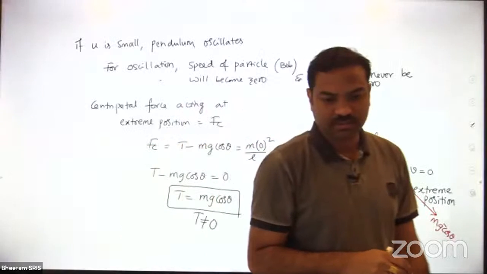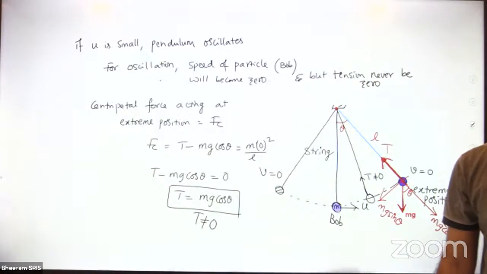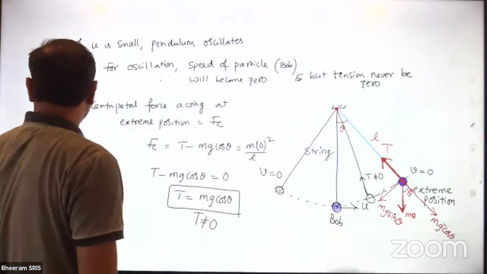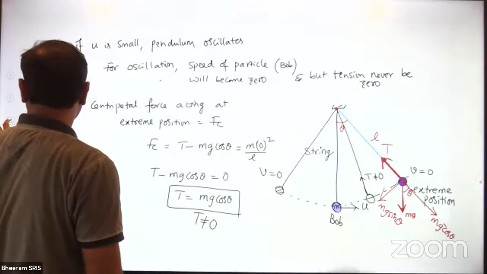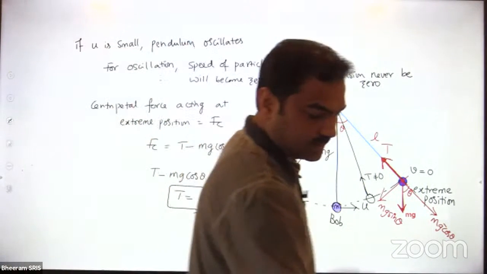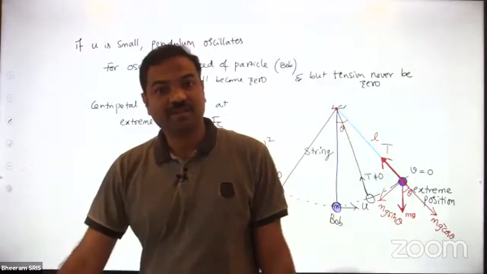Because velocity is going to be 0. Okay, now have you revised all these things? Yeah, okay. So let us go with the next condition, which is important to us. That is, when this bob will leave the circular path.